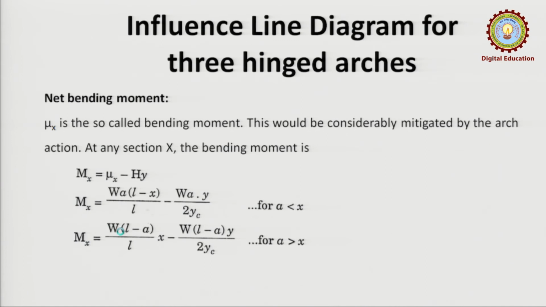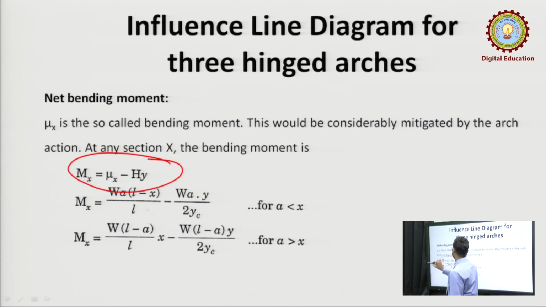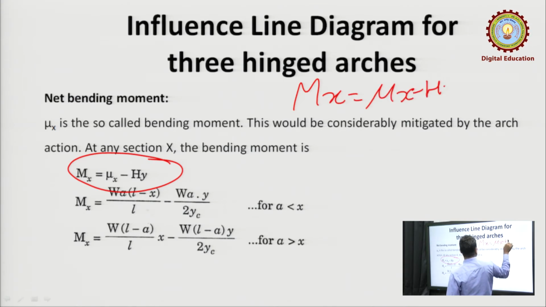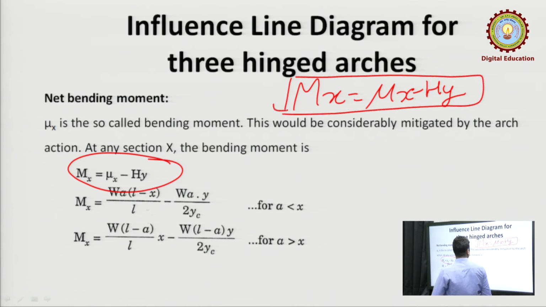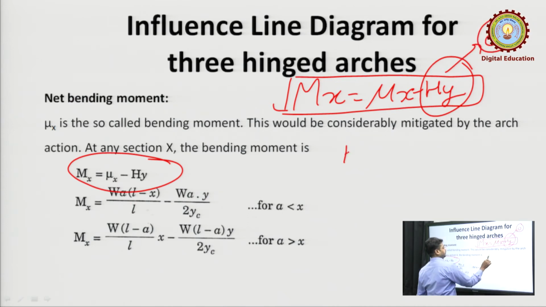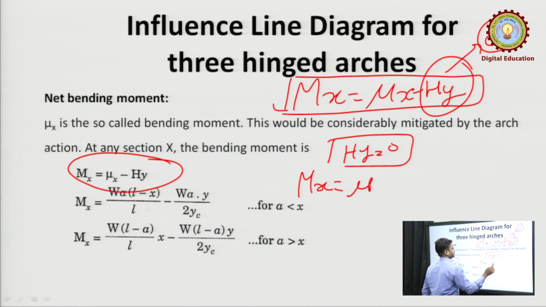Now, what is the net bending moment? Net bending moment, as you can see here, this equation is Mx equal to mu x minus Hy. If you neglect this value, you just put Hy equal to 0, then Mx will be equal to mu x.